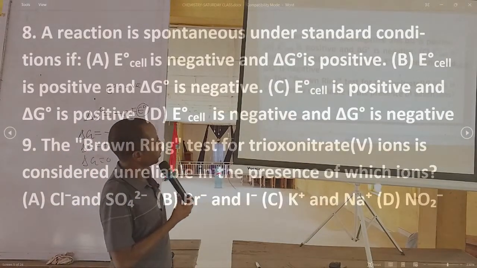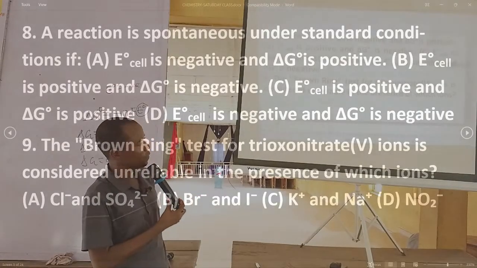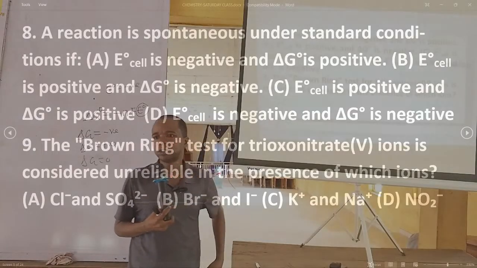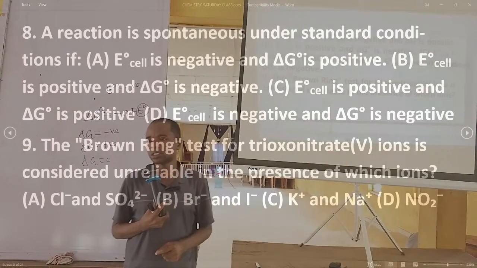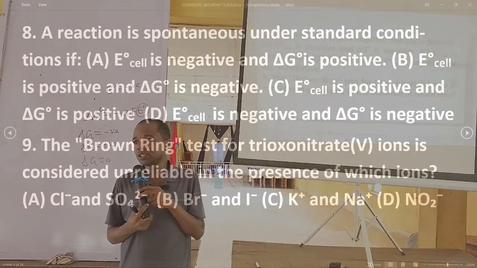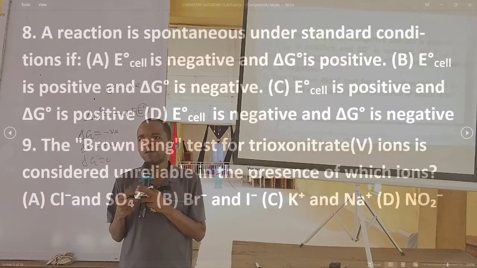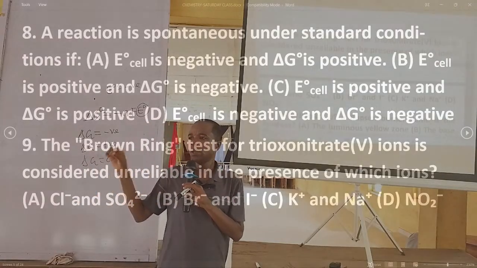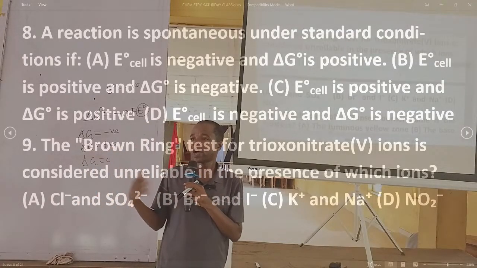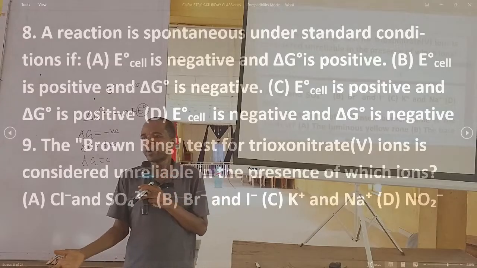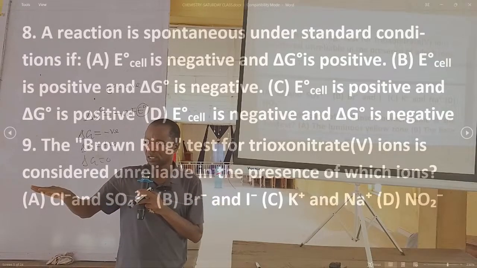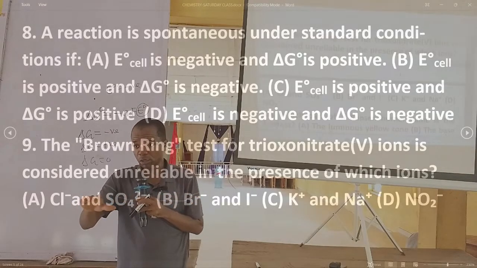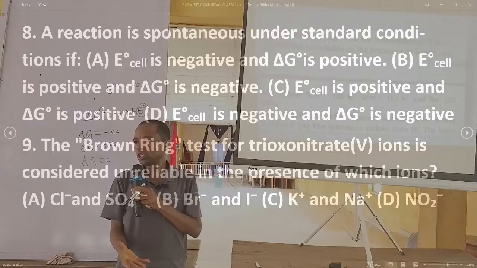Let's come to number 9. The brown ring test for trioxonitrate(V) ion is considered unreliable in the presence of which ion? Now we know what the brown ring test is. It is used essentially in chemistry for telling the presence of NO3 minus, the trioxonitrate(V) ion. And why do we call it the brown ring test? Because when you carry out the test and it shows a positive result, there is going to be a brown ring junction between the two layers of the substance.